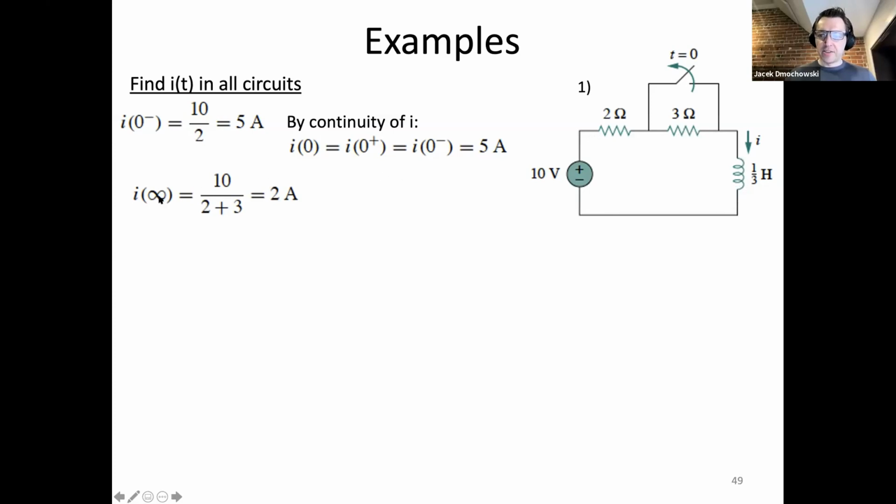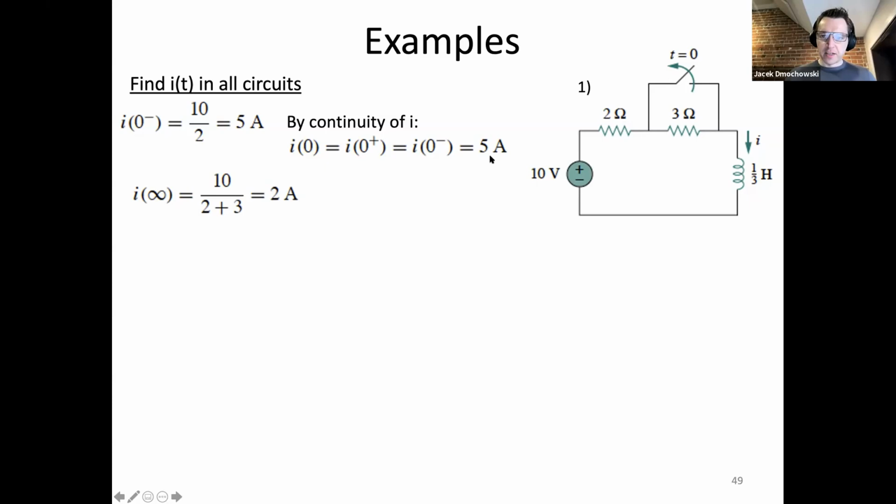Again, at time equals infinity, this inductor will be a short circuit. So you just have 10 volts divided by 5 ohms, which is 2 amps. In other words, the inductor current starts out at 5 and ends up at 2. So the last thing that we need to solve for is how quickly does it go from 5 to 2? And that's the time constant.